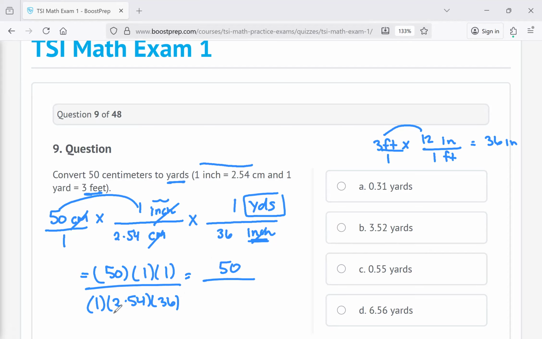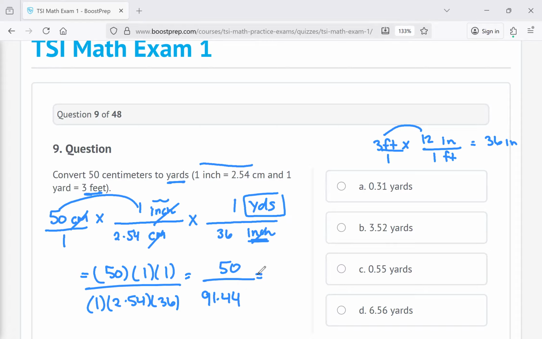On the bottom, what's 1 times 2.54 times 36? Just use this calculator. 1 times 2.54 times 36 is 91.44.